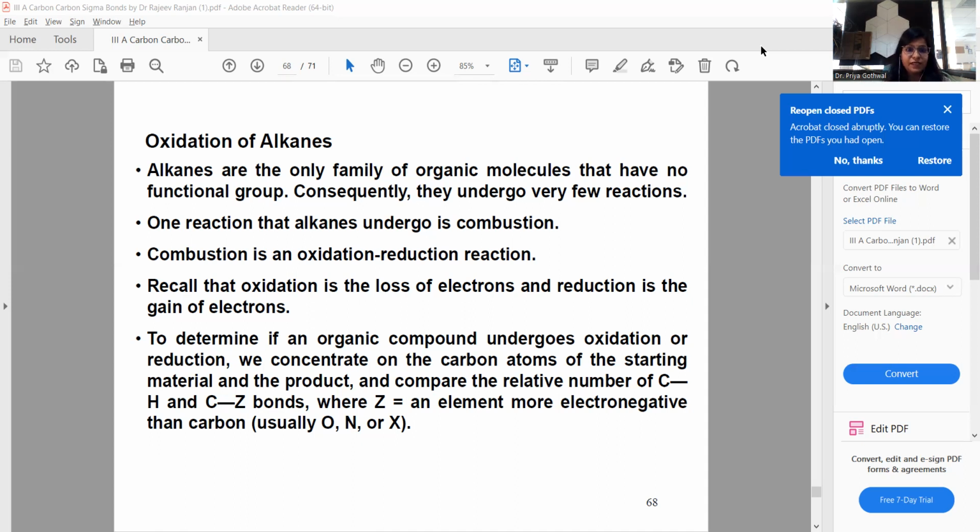As we know, alkanes are the only family of organic molecules that have no functional groups, because alkane compounds contain only hydrogen and carbon atoms. Consequently, they undergo very few reactions. One reaction that alkanes undergo is the combustion reaction. Combustion is an oxidation-reduction reaction, known as a redox reaction, because the combined oxidative and reductive process is known as a redox process.